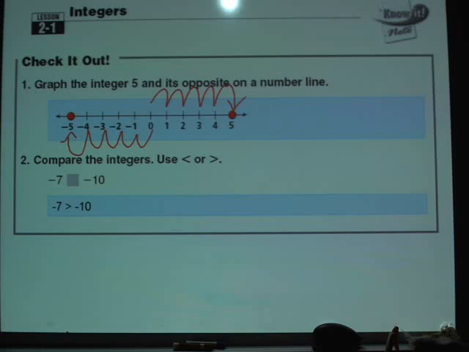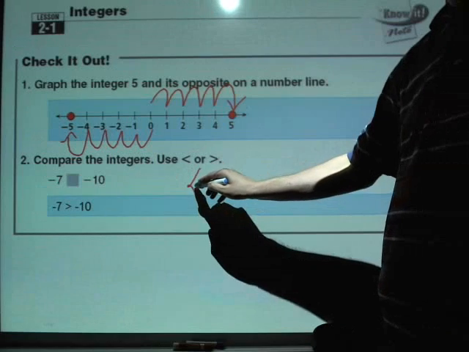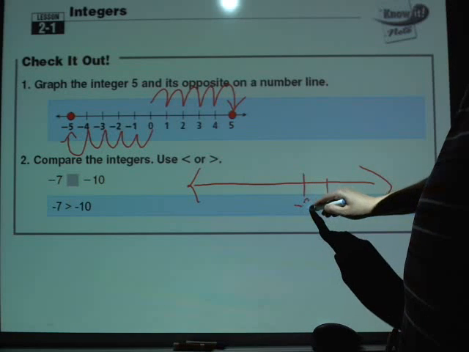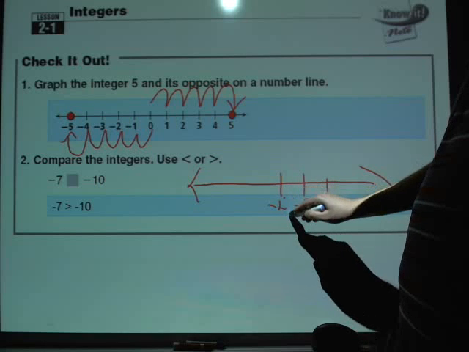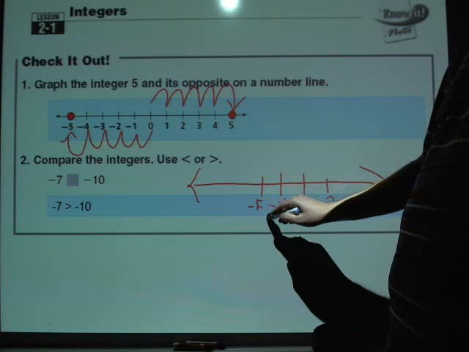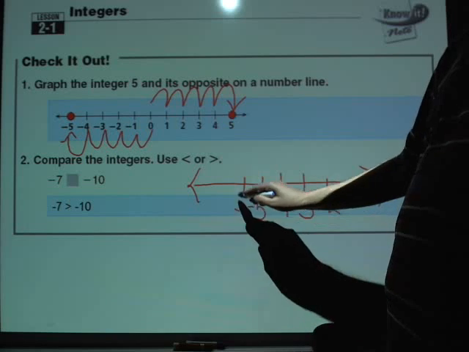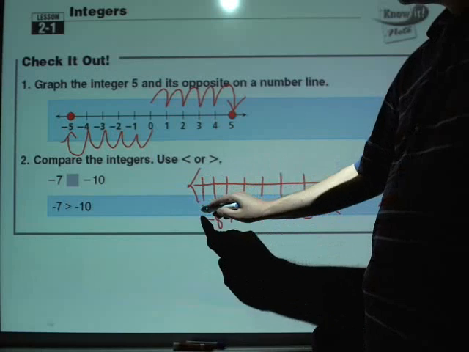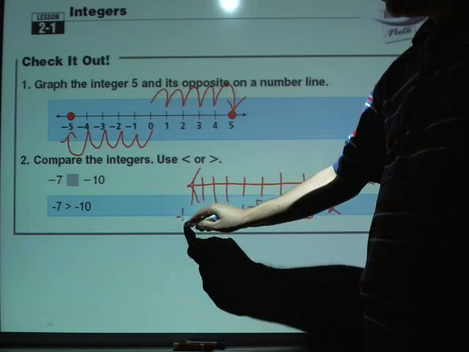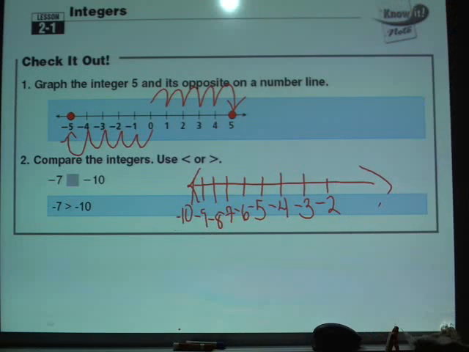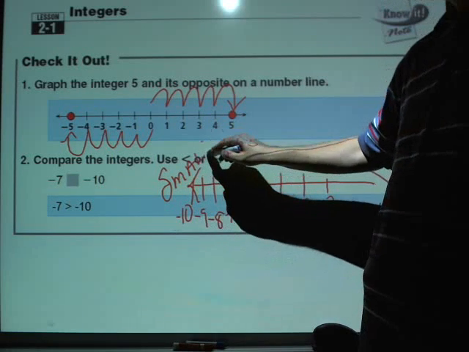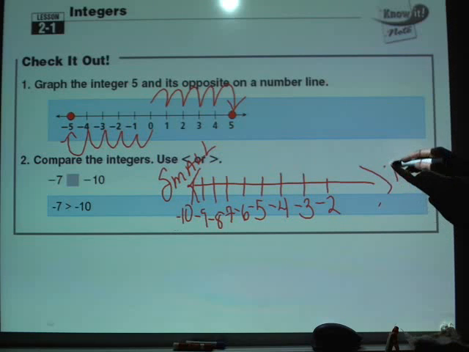Now in the second one, they're asking me to compare the integers using less than or greater than. Remember, when we're talking about numbers on a number line, even if it includes the positives, the smallest numbers are always off to the left. And the biggest, the larger numbers, are always off to the right.